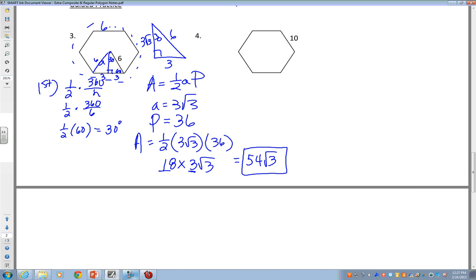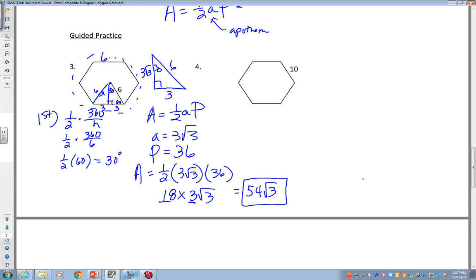Now I'm going to show you a shortcut that happens with the hexagon. Only with the hexagon. And I want you to see a pattern. So you see this side was 6, right? Do you see this part in the triangle? The hypotenuse? Do you see that they're the same? This only happens in a hexagon.